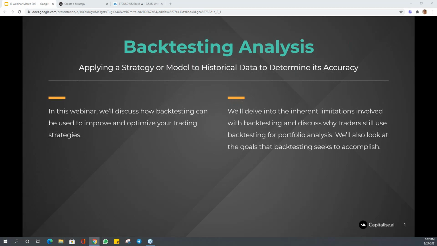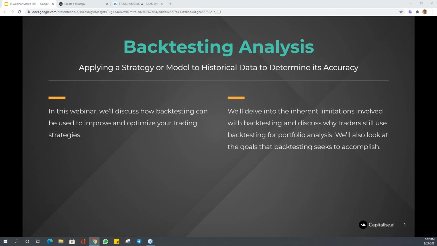So today we're going to look at backtesting analysis, applying a strategy or model to historical data to determine its accuracy. So in this webinar, we'll discuss how backtesting can be used to improve and optimize your trading strategies, and we'll delve into the inherent limitations involved with backtesting and discuss why traders still use backtesting for portfolio analysis. We'll also look into the goals that backtesting seeks to accomplish.